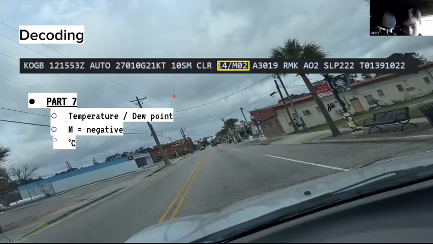The next thing is going to be temperature slash dew point. It will have the temperature, then a slash symbol, and then the dew point. The temperature and dew point are given in degrees Celsius. So in this case, the temperature is 14 degrees Celsius. Then the dew point, M means negative, so negative 2 degrees Celsius.